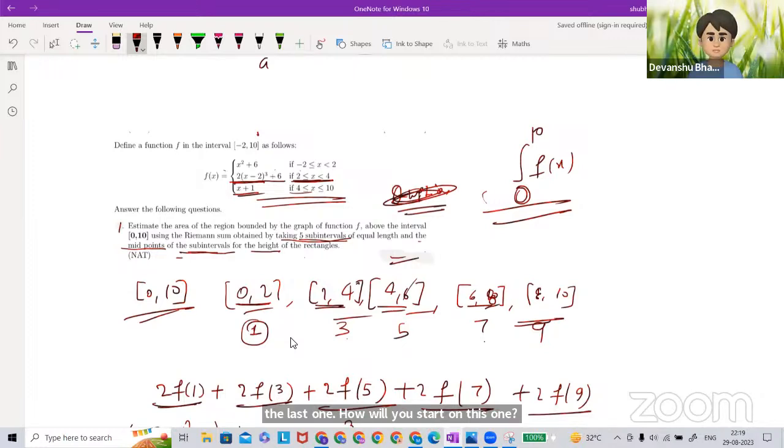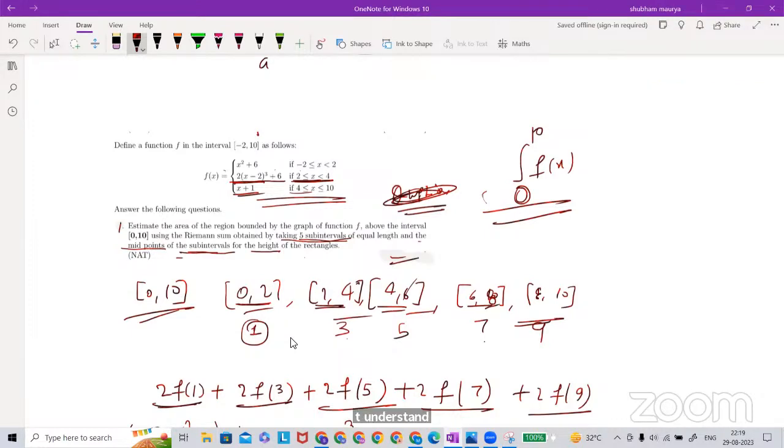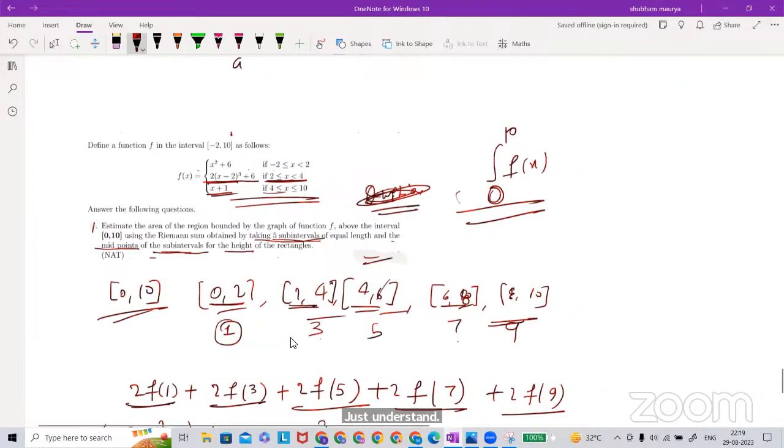Sir, we'll break it from 0 to 2, then 2 to 4, and 4 to 10. We have to break, because our function is in a broken form. So we have to act according to that. The breaks are actually at 2 and at 4.